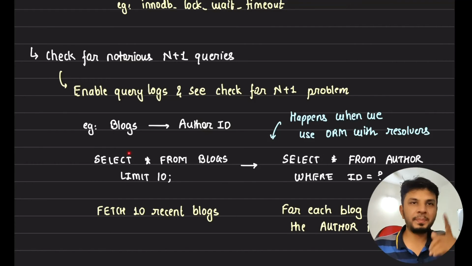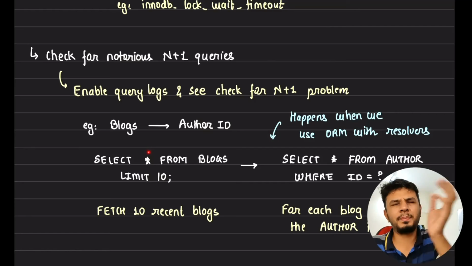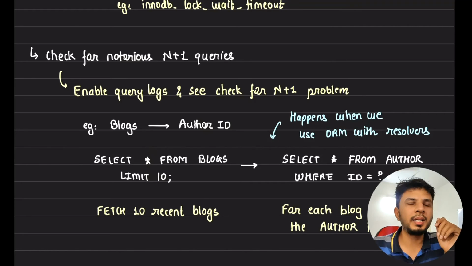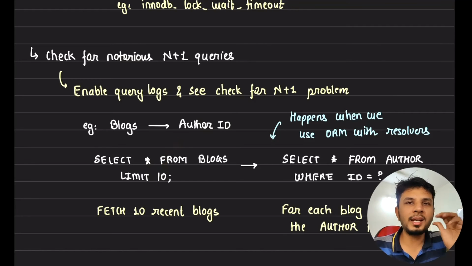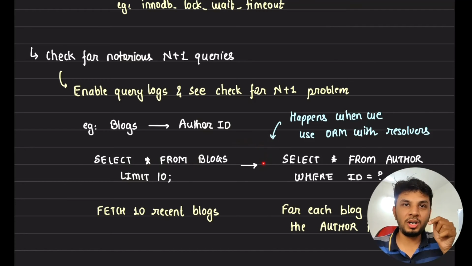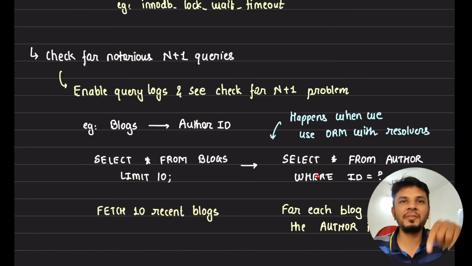So let's say you have two tables, blogs and users, and every blog has one author. Now let's say you are rendering 10 blogs, and when you are rendering them, you want to fetch the details of the 10 authors of those blogs. So how would that query look? If you are using a very raw ORM, your ORM will fire a query like select star from blogs limit 10. And then for each of those blogs, it will fire one query to get the author of that blog: select star from author where ID is something.